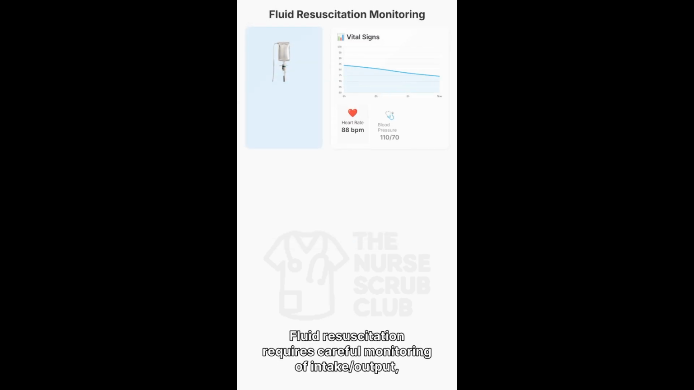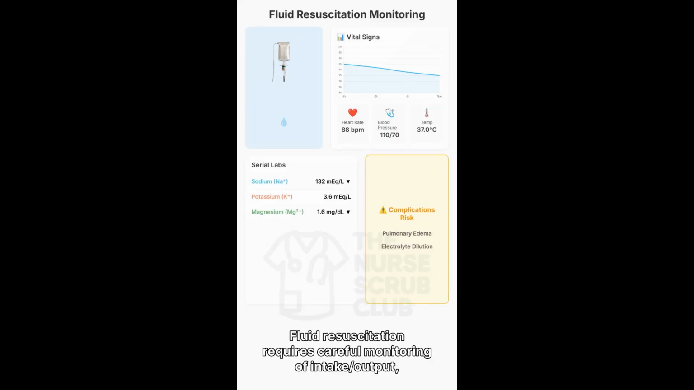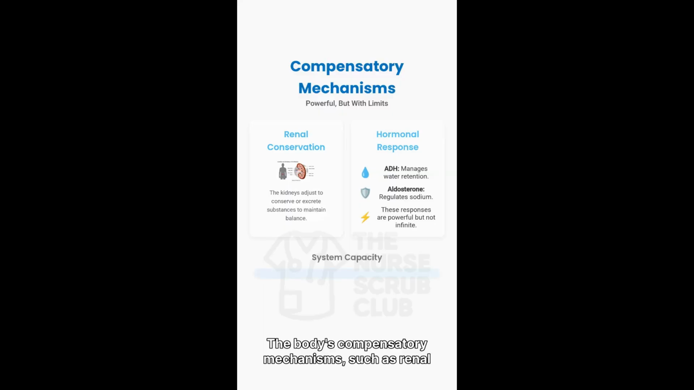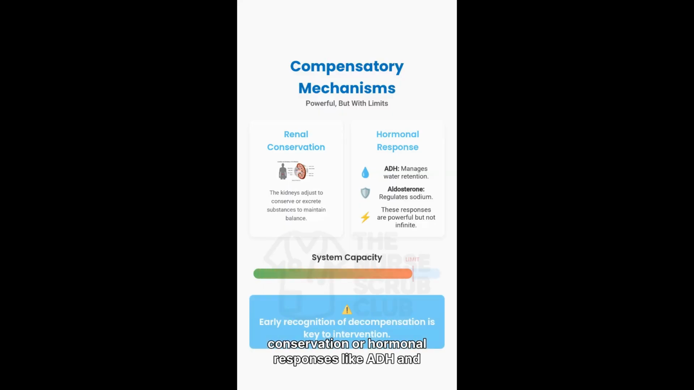Fluid resuscitation requires careful monitoring of intake, output, vital signs, and serial labs to avoid complications like pulmonary edema from fluid overload or further electrolyte dilution. The body's compensatory mechanisms such as renal conservation or hormonal responses like ADH and aldosterone are powerful but have limits, so early recognition of decompensation is key to intervention.